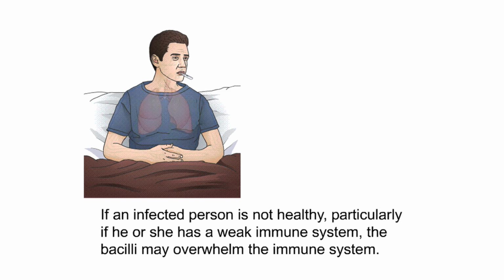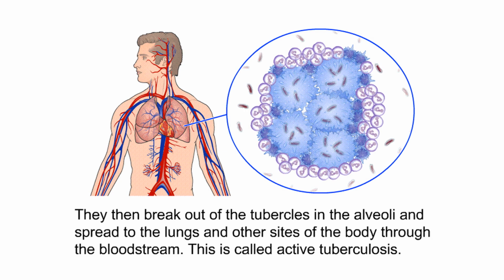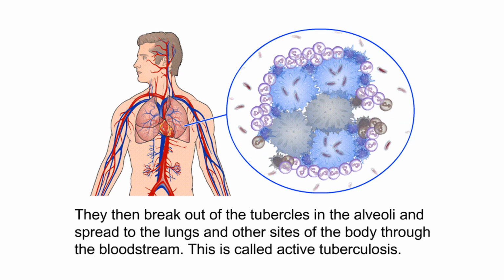If an infected person is not healthy, particularly if he or she has a weak immune system, the bacilli may overwhelm the immune system. They then break out of the tubercles in the alveoli and spread to the lungs and other sites of the body through the bloodstream. This is called active tuberculosis.